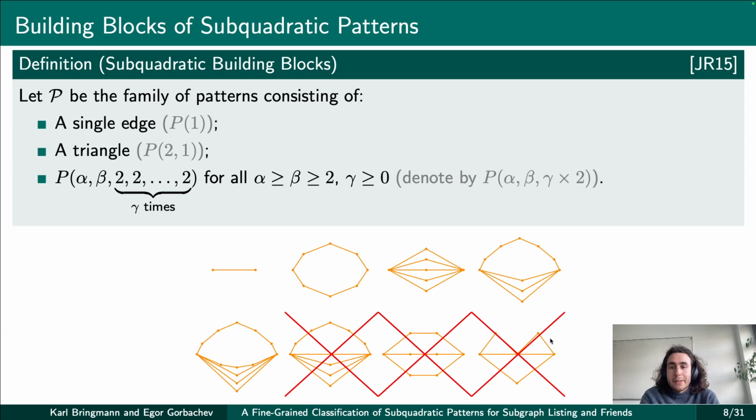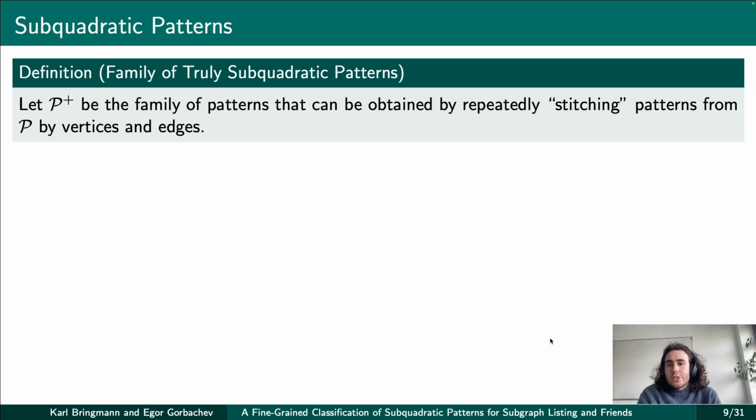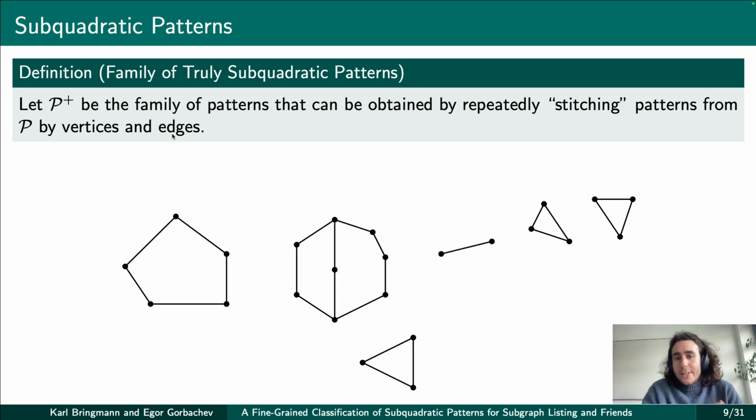As I said, this family is an important stepping stone, and now we're ready to define the whole family of subquadratic patterns, which is actually quite simple. We define a family calligraphic P+, such that H is in calligraphic P+ if and only if it can be obtained by repeatedly stitching patterns from calligraphic P by vertices and edges. Let me give you an example so that this definition becomes clearer. To get any truly subquadratic pattern, we start from a collection of graphs from calligraphic P and glue them together by vertices and edges step by step.